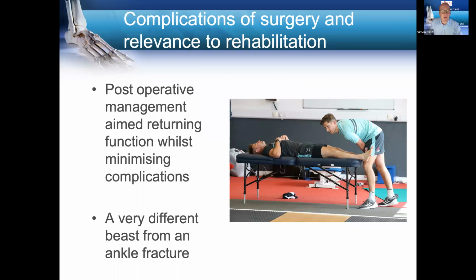We will skip that part and say, please, please, please remind your physio team that they are not dealing with an ankle fracture. It's not helped by discharge summaries often writing it down as ankle fractures, but this isn't an ankle fracture. It's a very different beast.